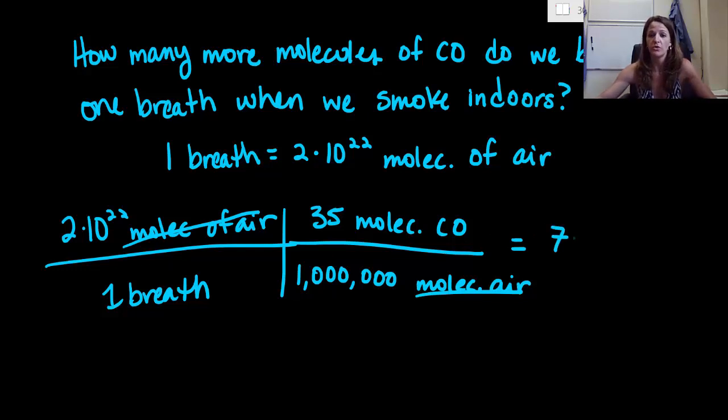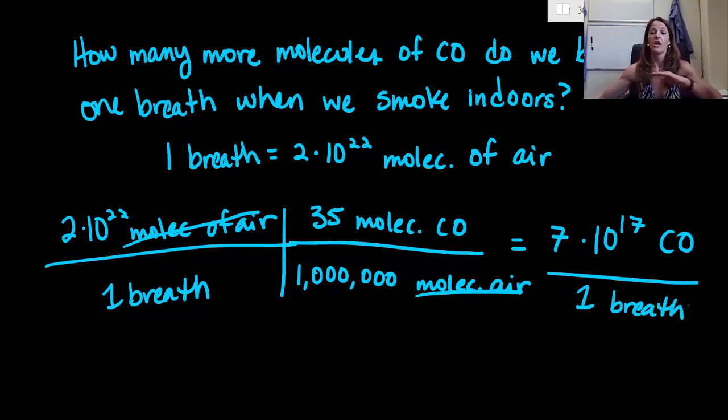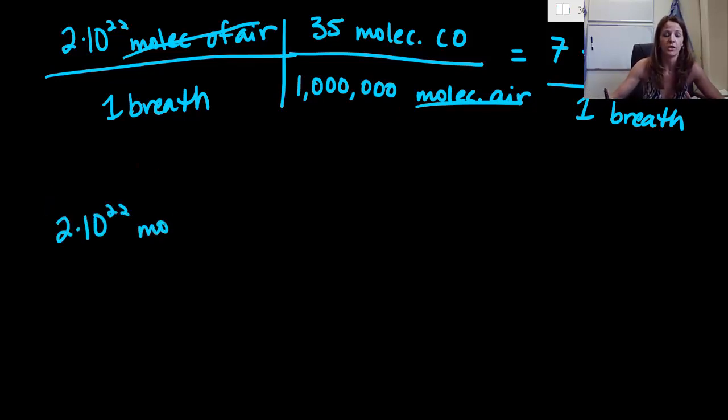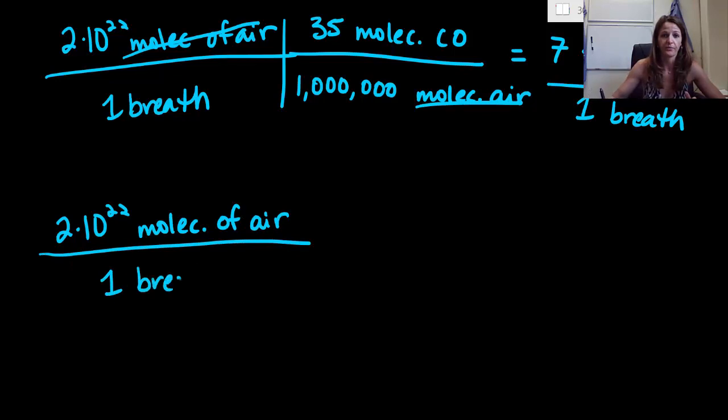So for this problem, if you do it properly, you should get 7 × 10 to the 17th molecules of carbon monoxide per one breath. So for every one breath, that's how many molecules of carbon monoxide you take in at our maximum amount of a healthy level. So 7 × 10 to the 17th. Now we have to do the exact same problem, except substitute the 50 ppm for the 35 ppm. So we do 2 × 10 to the 22nd molecules of air, and there are this many molecules of air in every one breath.